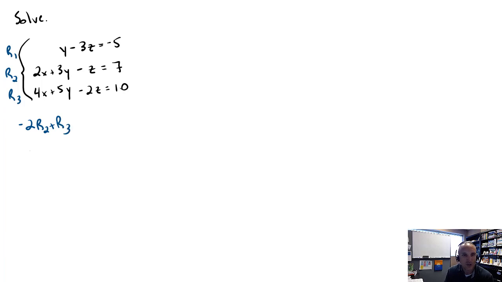So negative 2 row 2 is negative 4x minus 6y plus 2z equals negative 14. And we'll add that to row 3.